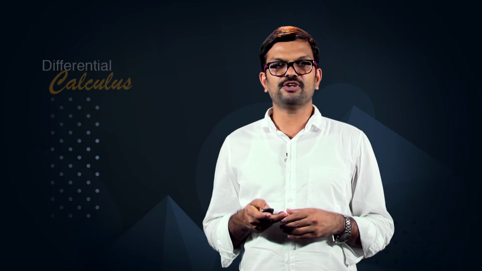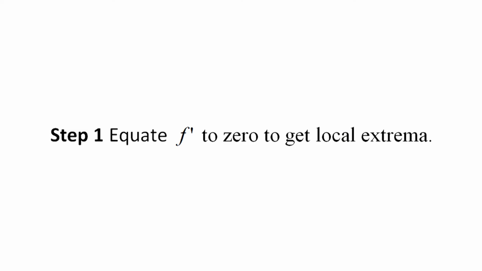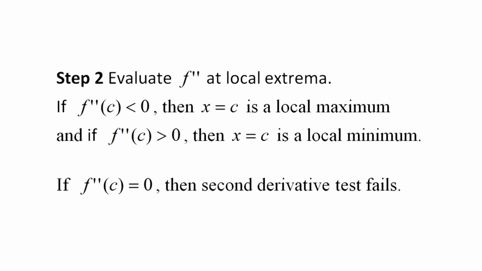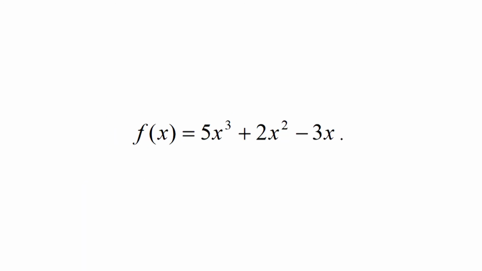The procedure for finding local maxima and minima is summarized as follows. Step 1: equate f' to 0 to get the local extrema. Step 2: evaluate f'' at the local extrema. If f''(c) is less than 0, then x = c is a local maximum, and if f''(c) is greater than 0, then x = c is a local minimum. If f''(c) = 0, then the second derivative test fails. For example, consider f(x) = 5x³ + 2x² - 3x.